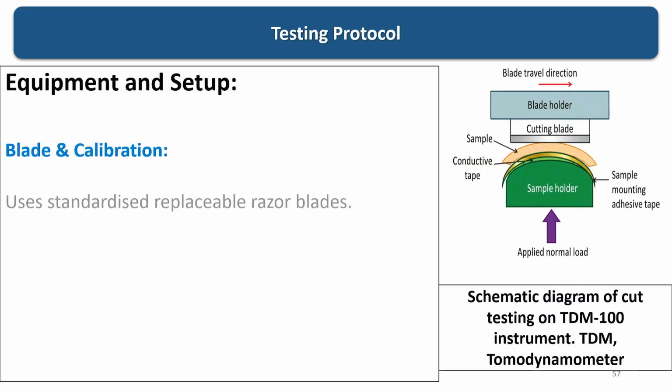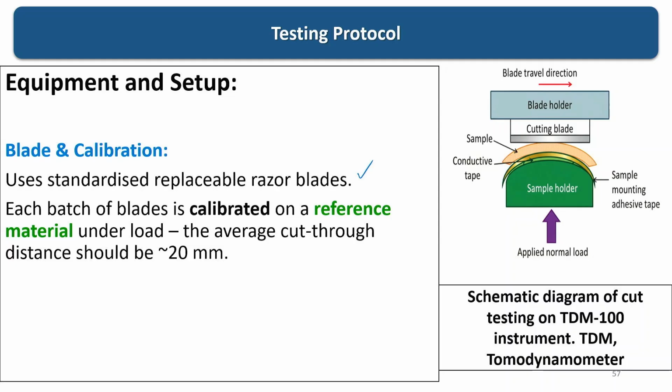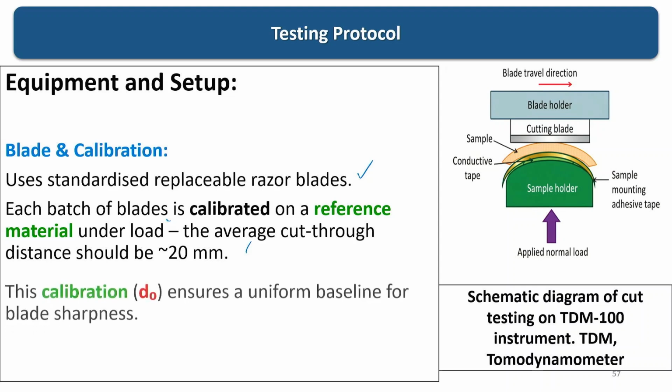Blades and calibrations, you can see it uses standardized replaceable razor blades. So, standard blades are there for cut resistance. Each batch of blades is calibrated on a reference material under load. The average cut through distance should be 20 millimeter. So, for each batch we have to calibrate the blade first with the reference material.